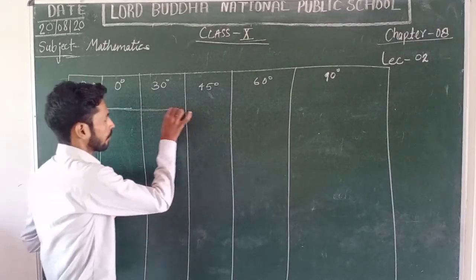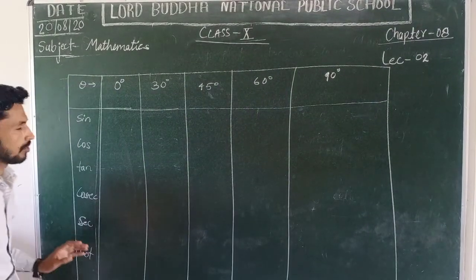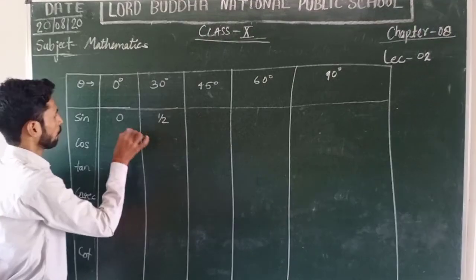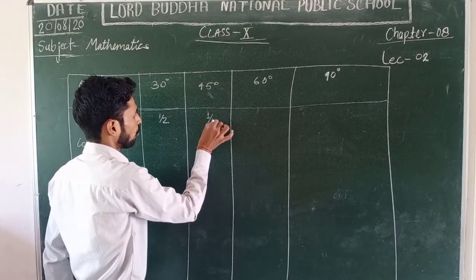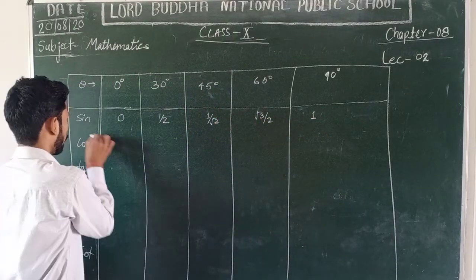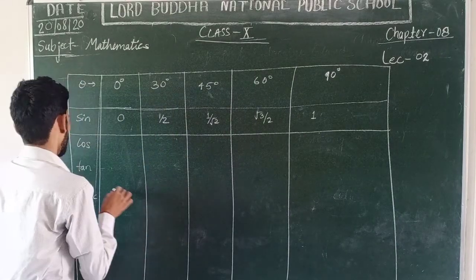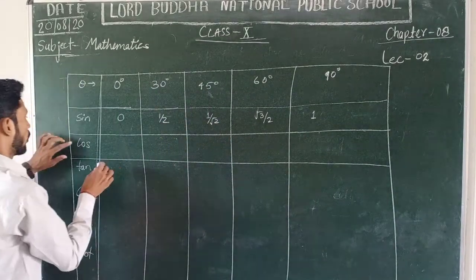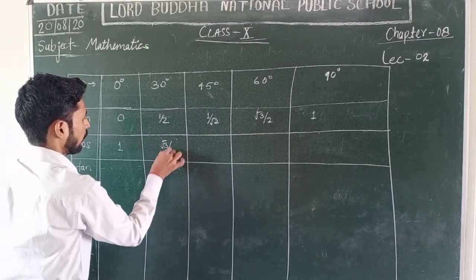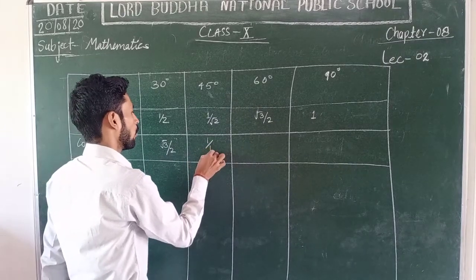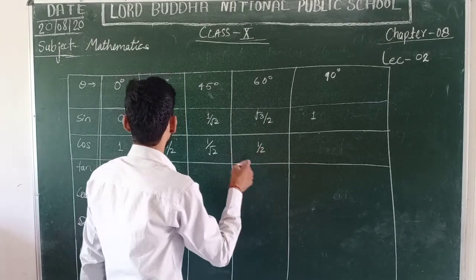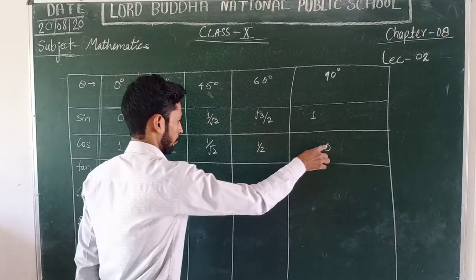But for the standard values I will write here. Sin 0 equals 0, sin 30 is 1 by 2, sin 45 is 1 upon under root 2, sin 60 is root 3 by 2, and sin 90 equals 1. Next, cos 0 degree is equal to 1, cos 30 degree is root 3 by 2, cos 45 degree is 1 upon under root 2, cos 60 degree is 1 by 2, and cos 90 degree equals 0.